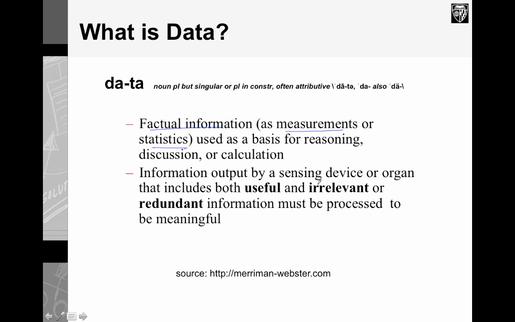There's also another definition that they gave, which is information output by a sensing device or organ that includes both useful, irrelevant, or redundant information. The classic example that I can think of for this is the Internet of Things that's coming up in the marketplace, where a temperature sensor is keeping track of the temperature and sending the current temperature periodically to some kind of a centralized server. Now, it's useful information, but it's also redundant information because the same temperature may be sent for the next 5 minutes every second. It may be irrelevant information because after 5 minutes, after 10 minutes, the information may not be valuable anymore.